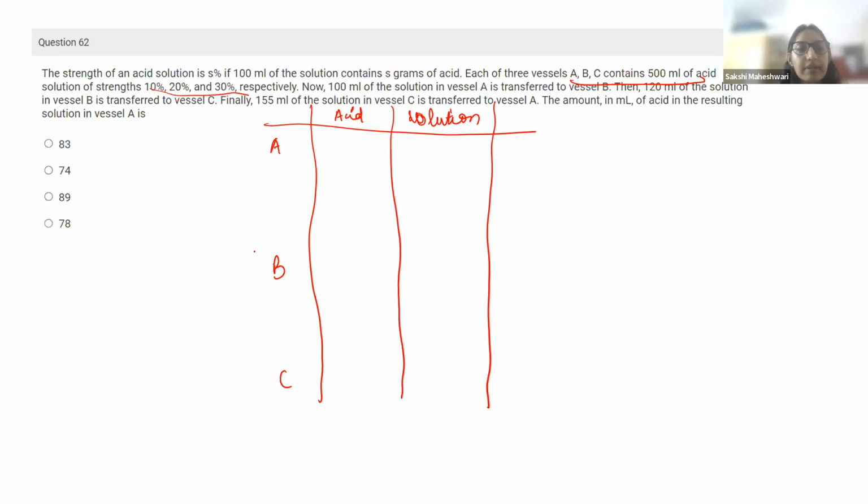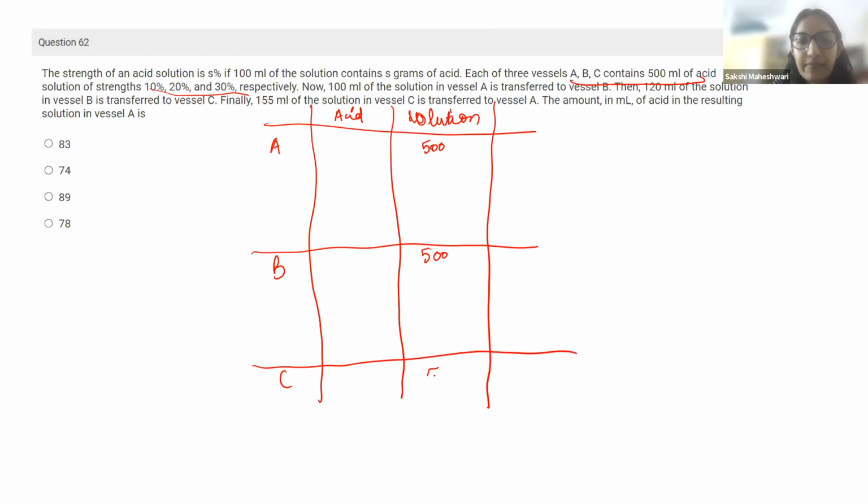Now what has happened is that initially they all contain 500 ml of solution. So this is 500. This is also 500. And this is also 500. And strength is 10%. So 10% means in 100 ml it contains 10 grams. So in 500 ml this will contain 50 grams. This will contain 100 grams. And this will contain 150 grams.